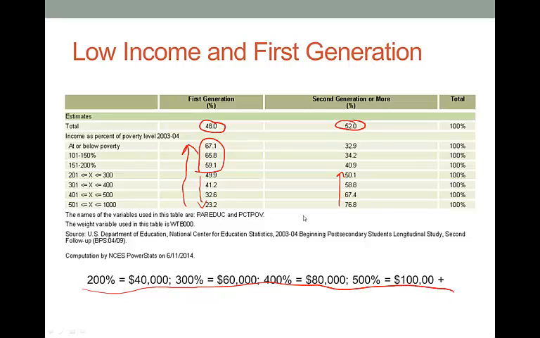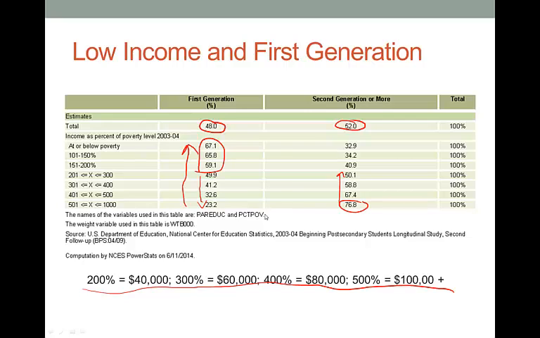And down here I have the breakdown to give you an idea of what these different calculations mean. You can see that 76% of second generation students' families make $100,000 or more, whereas only 23% of first generation students do. So it doesn't necessarily mean that all first generation students are low income and all low income students aren't first generation. It just really depends.